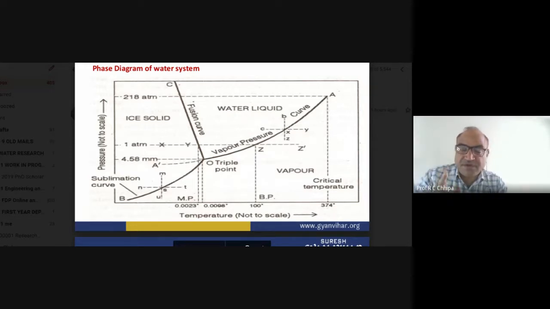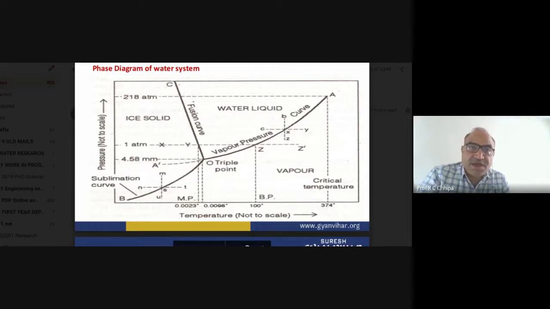Sublimation curve: conversion of solid into gas. Here, the conversion of solid water, and this particular curve is called the sublimation curve. So here three different curves are there. The first one is the melting point curve, then the second one, the vapor pressure curve, and then the third one, the sublimation curve. Sublimation, melting, and vaporization, that is, the boiling.